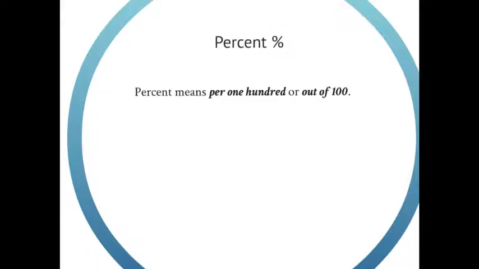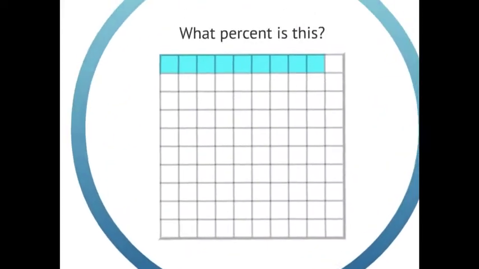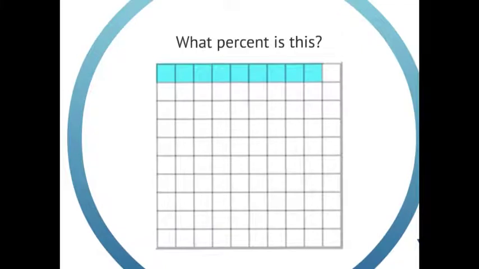And this is the symbol for percent. What percent is this? Well, we've got 10 by 10, so that is 100. And 9 of them are shaded in, so that's 9 out of 100. Or you could just say 9%.